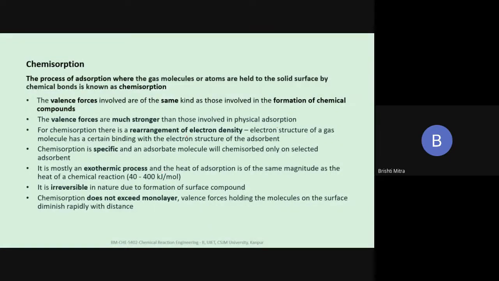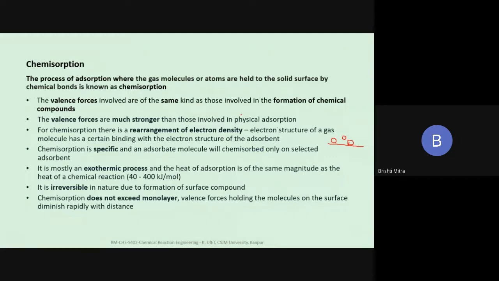For chemisorption, there is a rearrangement of the electron density. The electron structure of the gas molecule has a certain binding with the electron structure of the adsorbent. Adsorbent means this is the substrate or the solid substance. And then we have the gas molecules which are getting adsorbed on top of it. So we are saying that the electron structure of these gas molecules, the electrons which are surrounding it, interacts or forms a bond with the electron structure of the adsorbent. And hence this is a process which involves a rearrangement of the electron density between the solid surface and the adsorbed gas molecule.